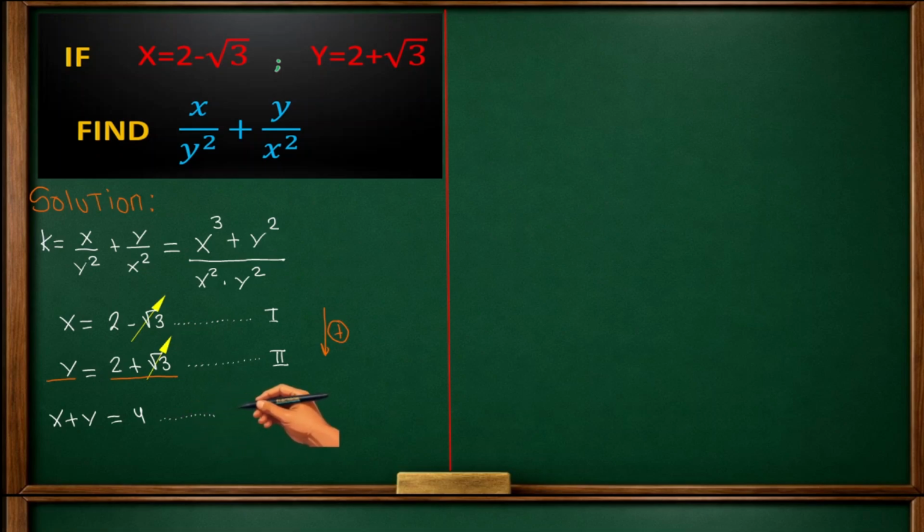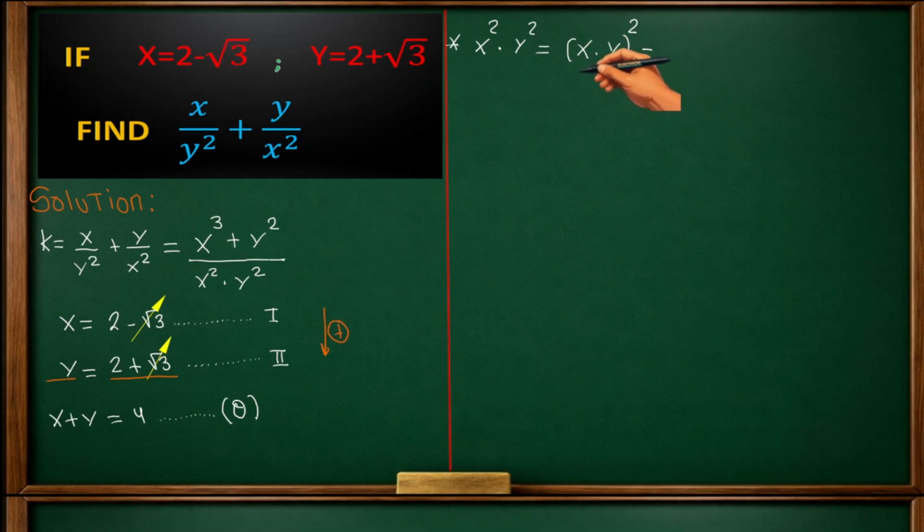Equation theta. In the denominator is x squared times y squared, which is x times y squared. x is 2 minus square root 3, times y is 2 plus square root 3, all squared.